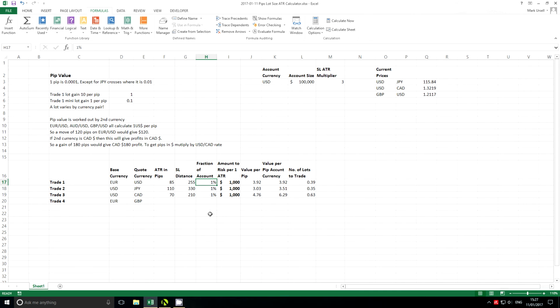I want to risk 1% of the account. We've got $100,000, so we're risking $1,000 on this trade. So we've got a stop loss of 255 pips and an amount to risk of $1,000. Now this is going to correspond to a value per pip of $3.92.